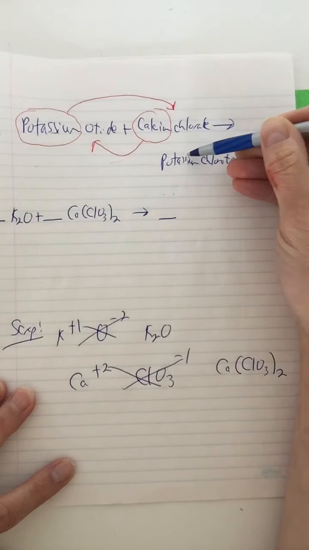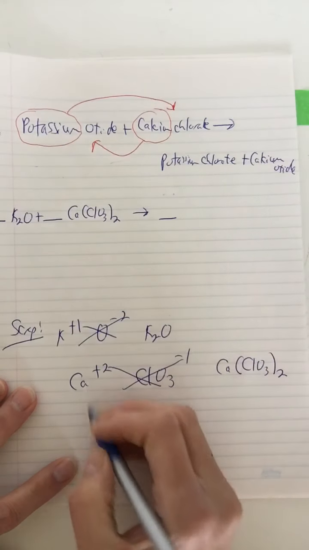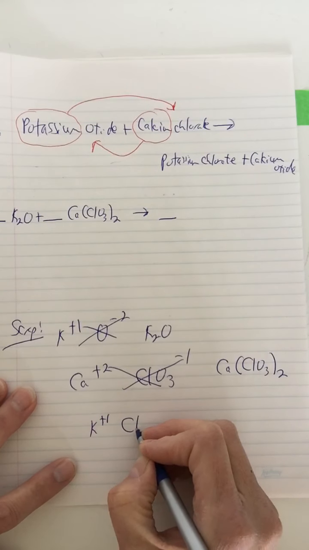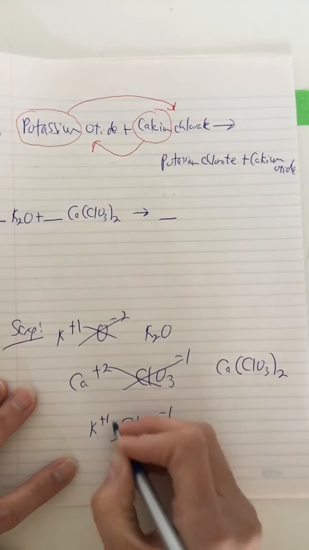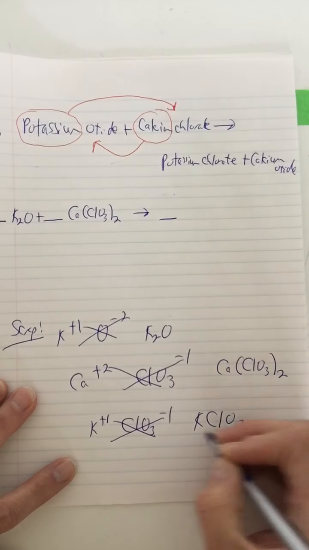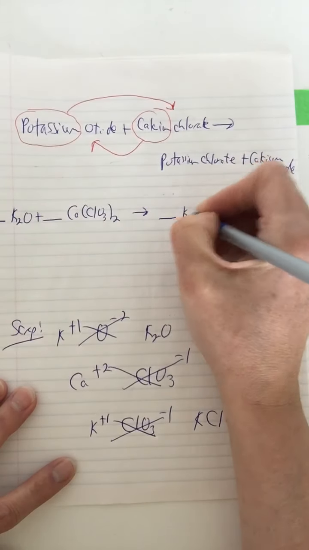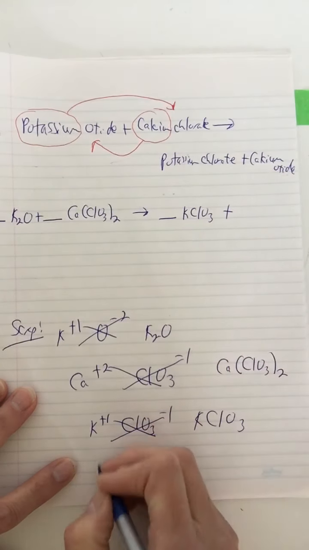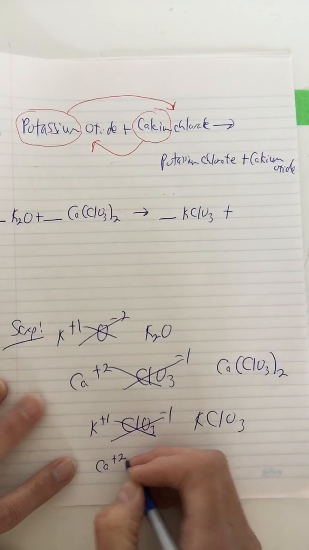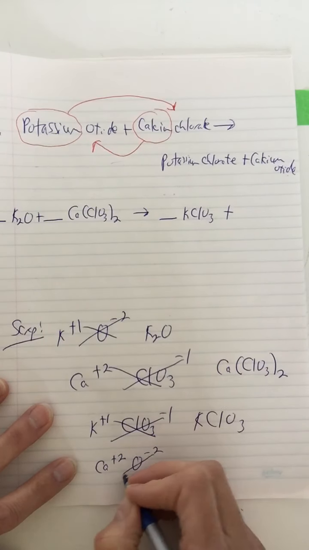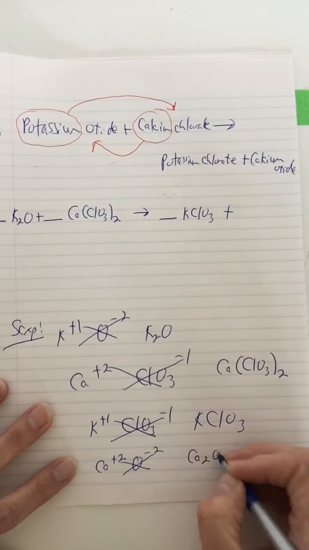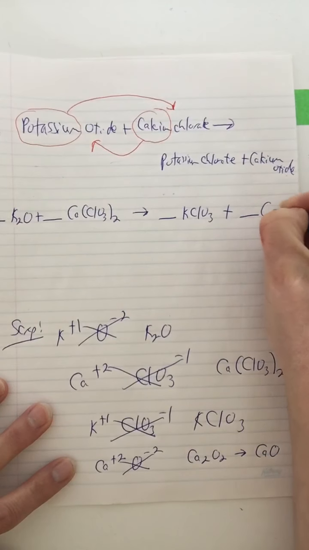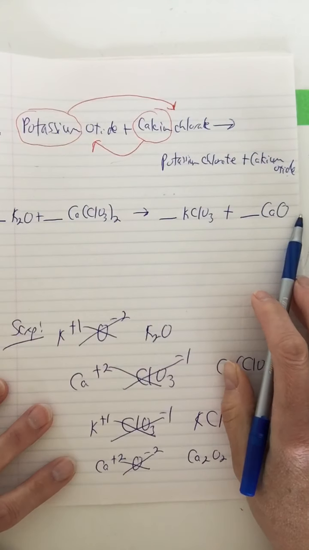Yields potassium chlorate. Well, we've already looked here. Potassium's a +1. We know what chlorate is, ClO3 minus 1. KClO3, that's potassium chlorate. KClO3 plus, we get calcium oxide. Well, calcium we knew is a +2. Oxide we know is a -2. Crisscross, Ca2O2, which gets reduced to CaO. So there's our formula written out.